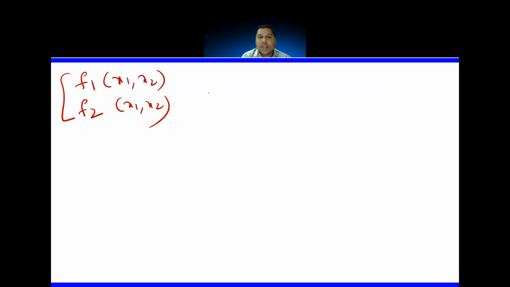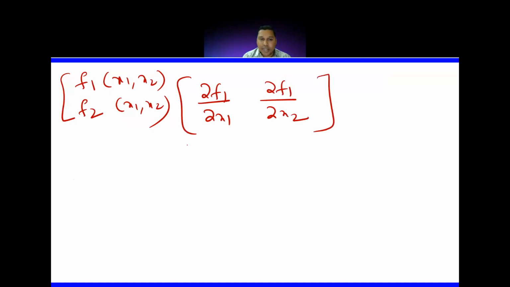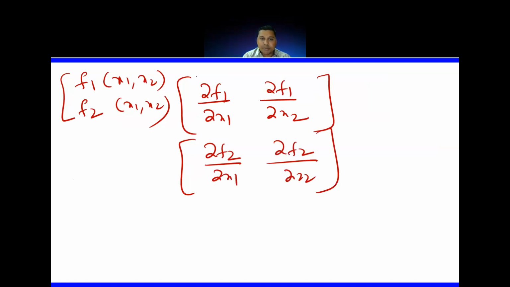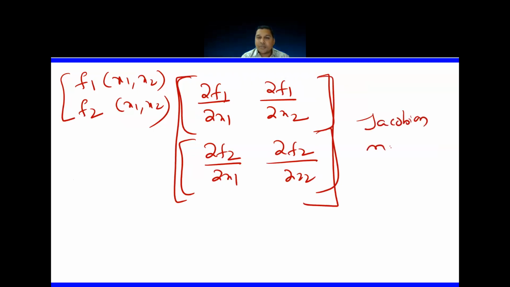Let's find ∂f1/∂x1. Next, ∂f1/∂x2. This forms your gradient of f1. Similarly, ∂f2/∂x1, ∂f2/∂x2. This is another gradient. If I represent them as a single matrix, this is your Jacobian matrix. I am writing a simple case.